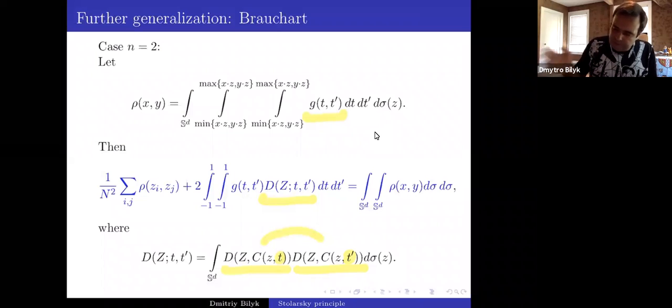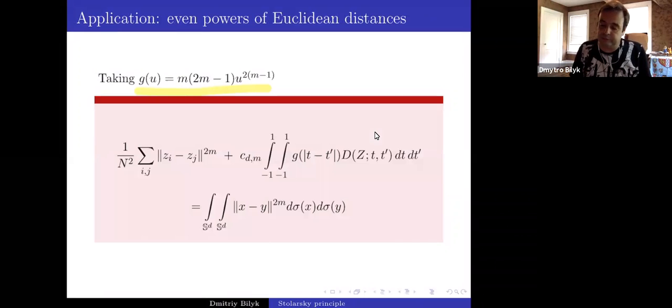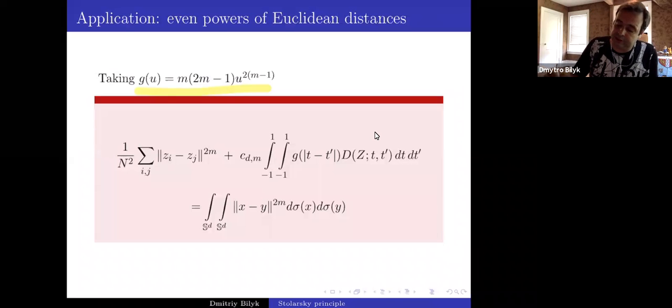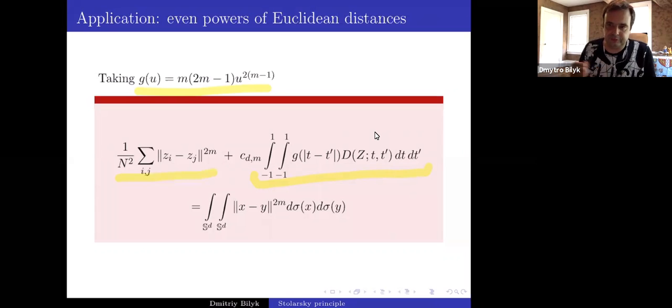So far it looks like a pretty weird identity, but there's a very nice application. If you take G to be this function here, then you can prove an identity which relates this correlation of discrepancies to the sum of even powers of distances between points. Notice I mentioned that this doesn't have to be positive. And that's actually consistent with the fact that when the power is greater than 2, sigma is no longer a maximizer of this discrete energy. So you cannot expect that these discrete sums will be smaller than the integral with respect to the surface measure.